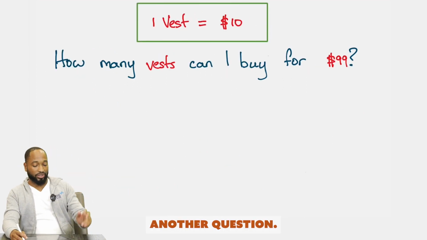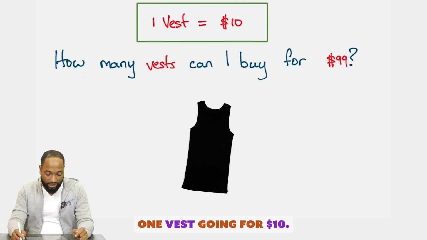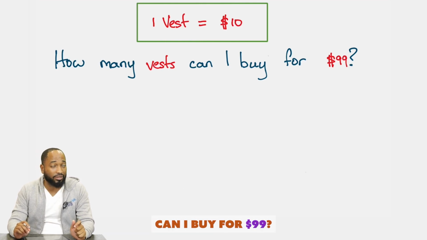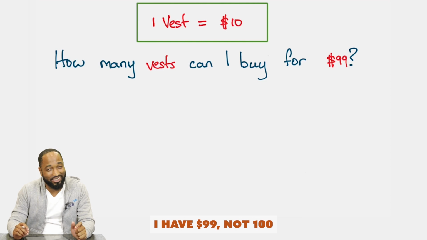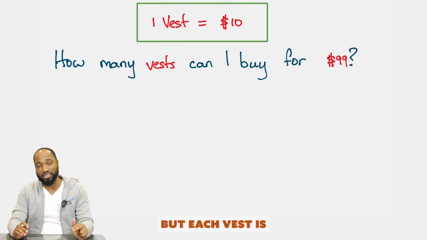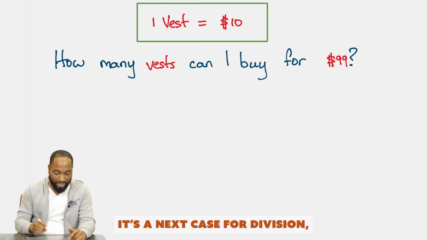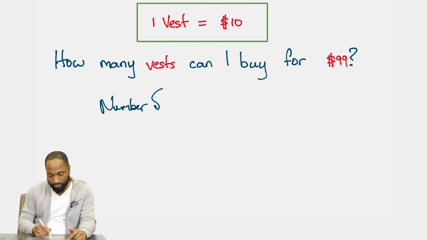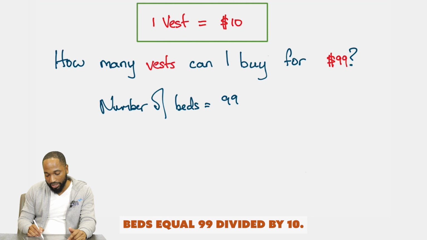Let's look at another question. One vest is going for $10. How many vests can I buy for $99? I have $99, not 100. I have $99. And I want to buy a vest, but each vest is costing me $10. Well, it's the next case for division. So I'll do a statement. Number of vests equals 99 divided by 10.